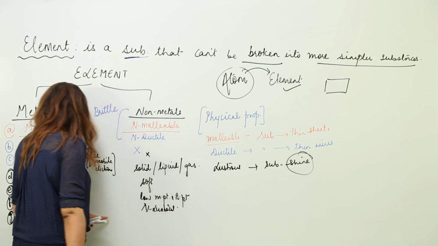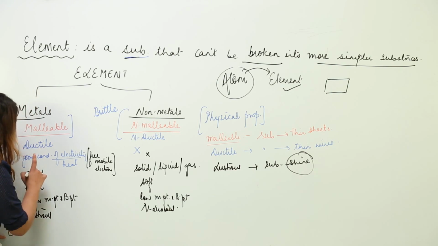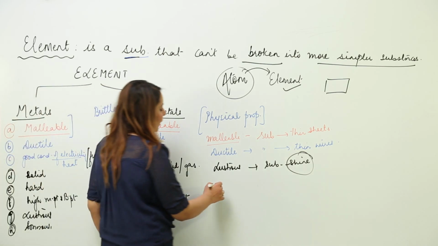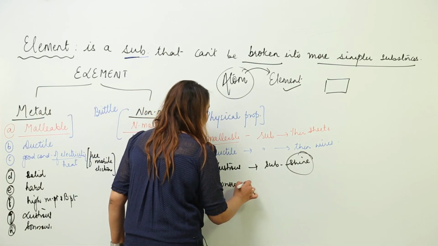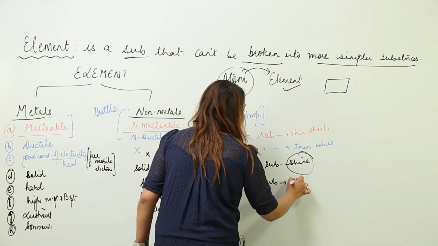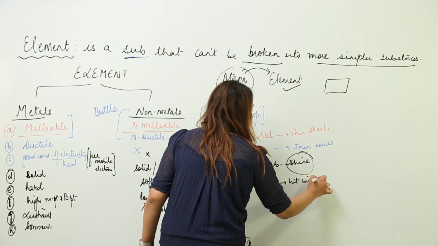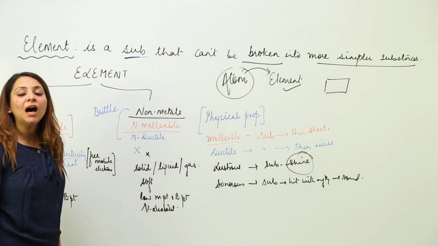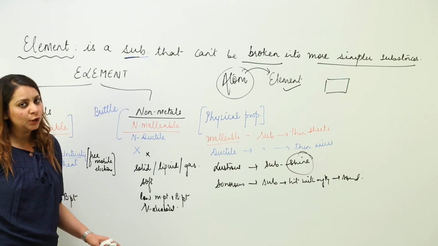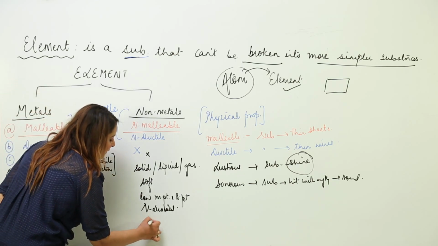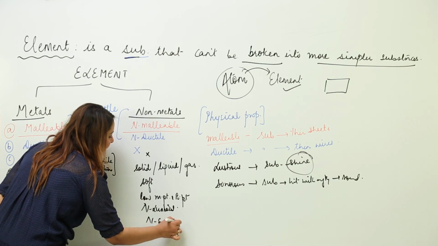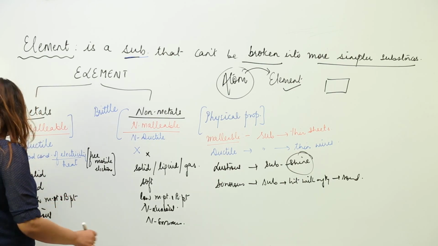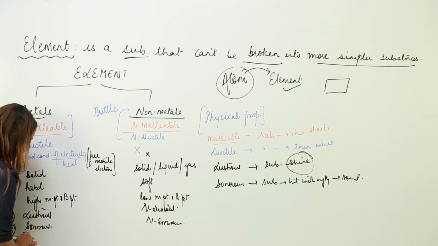They don't shine. Likewise, the metals are sonorous. Sonorous means sonority, a property that when any substance is hit with anything, it produces sound. So what we have seen is that the metals are sonorous, that means when they are hit, they produce sound. But the non-metals are non-sonorous, as when hit, they do not produce any such kind of sound. So they are non-sonorous.